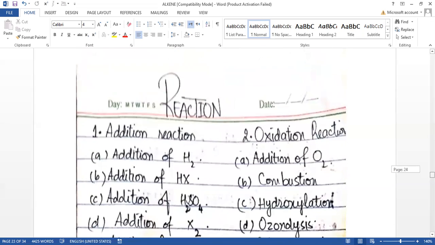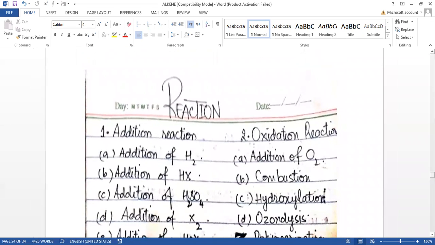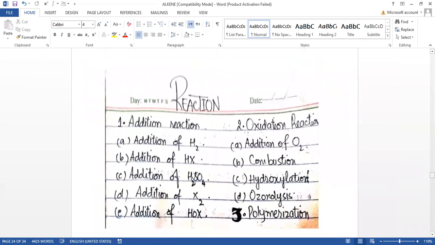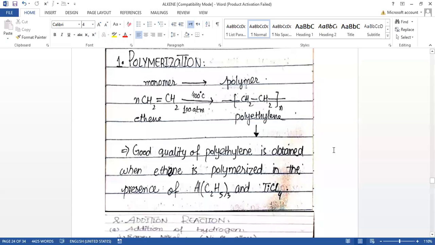Now I'm talking about the reactions of alkenes. The reactions of alkenes are as follows. The first one is addition reaction, the second one is oxidation reaction, and the third one is polymerization. Polymerization is a process in which monomers react with each other and form polymers. These are examples of polymerization. Ethene forms polyethylene, which is of good quality and obtained in the presence of titanium tetrachloride.